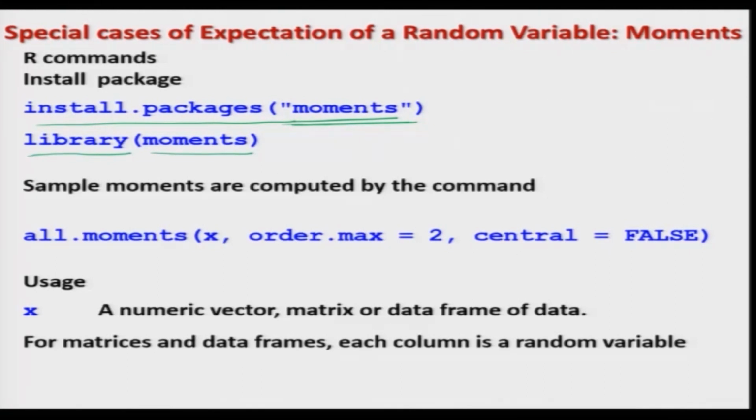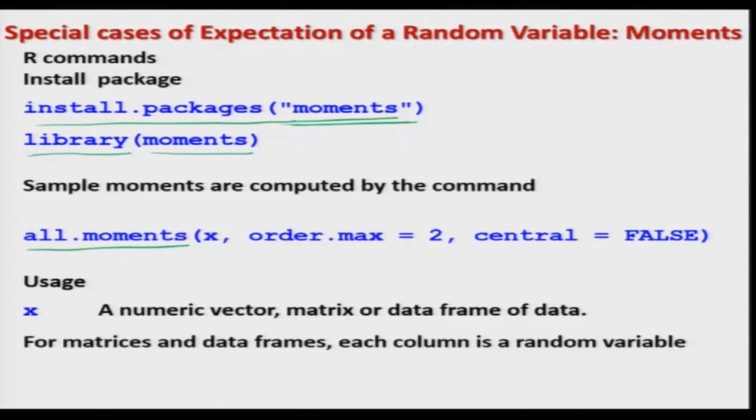then we have the command all.moments for computing raw moments, central moments, and some other types of moments. You can find the details in the help, but these moments are obtained by putting different choices inside the parenthesis for the different parameters. So, we try to see here how they are going to be obtained.